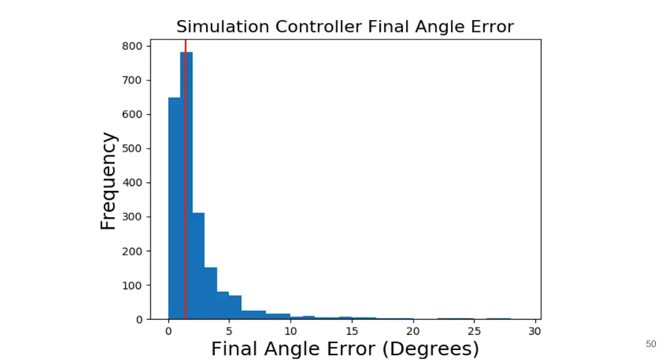We plot all the trials and see that the majority of final angle errors are below 5 degrees. We observe a median angle error of 1.5 degrees across the 2,200 trials. This is a significant decrease from the starting angle error of 30 degrees. These results suggest that the controller can effectively orient objects from 30 degrees in simulation.